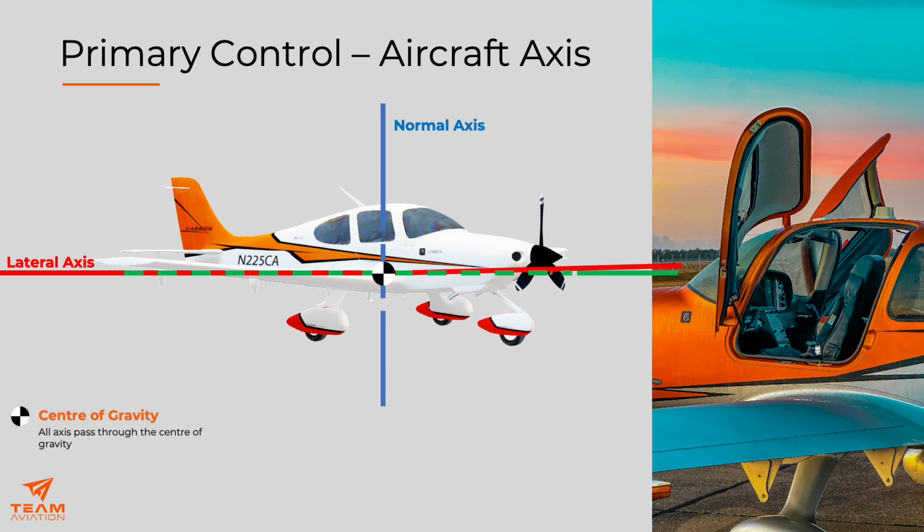Movement around this axis is called pitch, and it's controlled by the elevator. Finally, the normal axis, shown in blue, runs vertically through the aircraft. The movement around this axis is called yaw, and it's controlled by the rudder. All of these axes pass through the aircraft's center of gravity, which is the balance point of the aircraft in flight. Understanding these axes helps you connect each control input to the way the aircraft moves, something that becomes second nature as you build flying experience.